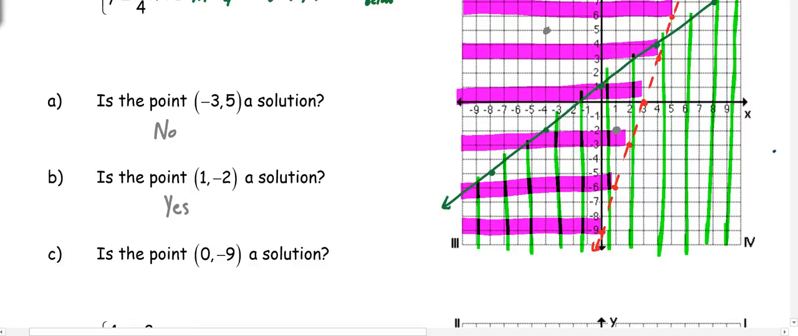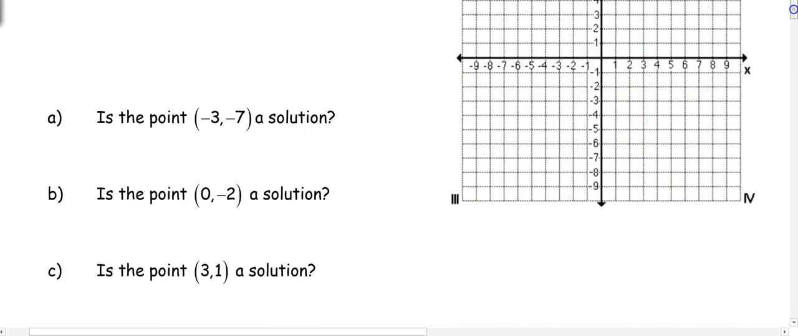And then the last point, 0, negative 9. Well, 0, negative 9 is on a dotted line. Remember that we can't have solutions if they're on a dotted line, so this is also a no. So let's try another graph.